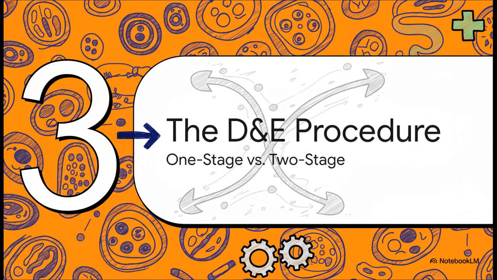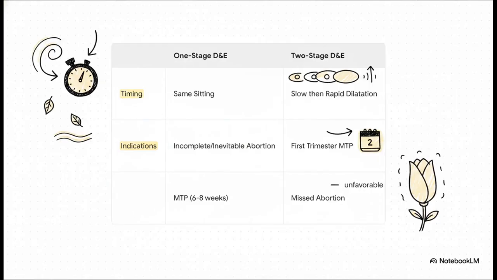All right, with our safety checks complete, we can get into the procedure itself. Now, D&E isn't a one-size-fits-all kind of thing. It's generally broken down into 2 main approaches, a 1-stage or a 2-stage procedure. And this is where it gets really interesting because your clinical diagnosis is what tells you which path to take. A 1-stage D&E, where you do everything in one sitting, is typically for cases where things have already started, like an incomplete or inevitable abortion.